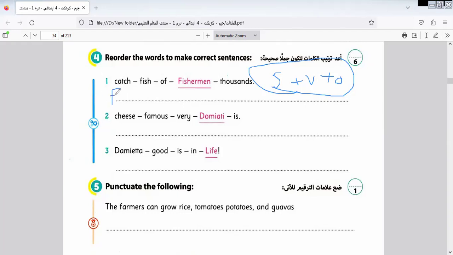I will answer two of them, and I will leave the rest to do as homework. Okay, fishermen. It will be fishermen. This is the subject. The subject can't be a noun only; it can be a noun or a pronoun, as we give it in the exam. Fishermen doing what? Where is the verb here? Catch. Catch what? Catch thousands of fish.